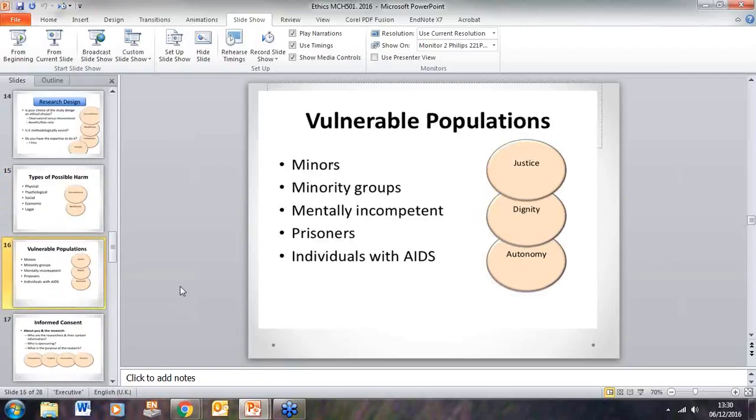When we're looking at particular vulnerable groups, particular consideration is taken to vulnerable groups such as minors, minority groups, mentally incompetent, so people who do not have the capacity to consent, prisoners. It's very difficult to do research on prisoners, and individuals with diseases such as HIV or AIDS.